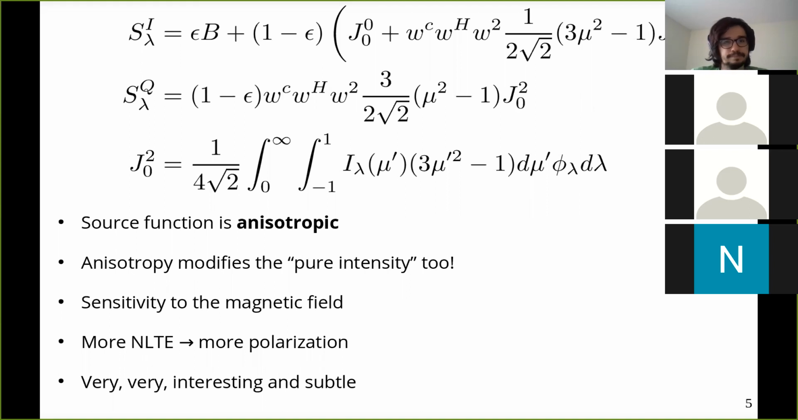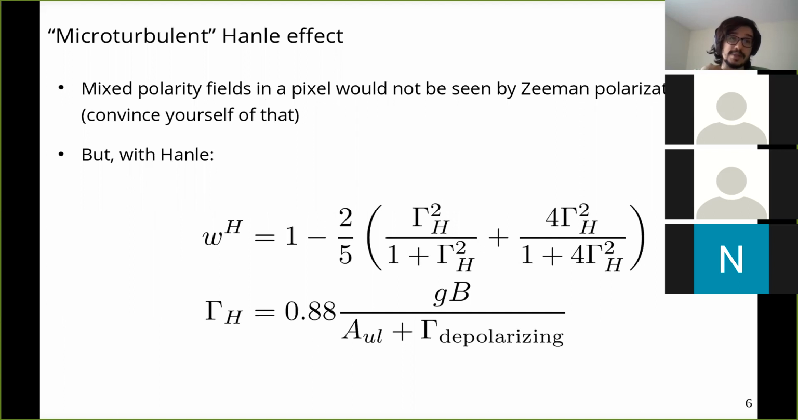Okay, very good. So one thing that I wanted to emphasize last time and I want to emphasize now is that more non-LTE, more scattering, means more polarization. Okay, and then what I also showed you last time is that there are some situations where we have, or at least assume that it exists, a magnetic field that is mixed on very small scales. And I want you to convince yourself that if we had a magnetic field that is mixed on very small scales, there would be no polarization due to the Zeeman effect.